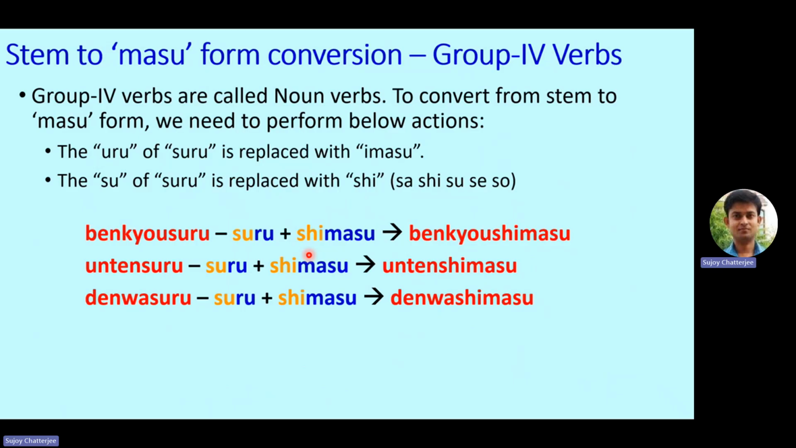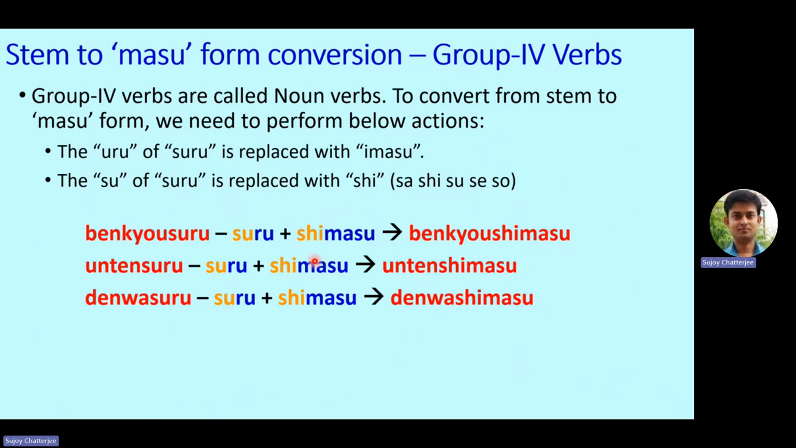Next should be group 3 because we didn't do group 3. So in group 3 we have suru and kuru. So suru is again similar to this. Kuru we will do in the next lesson, so that needs some special treatment. So we will look into that later.